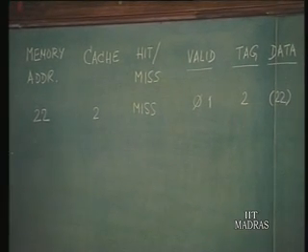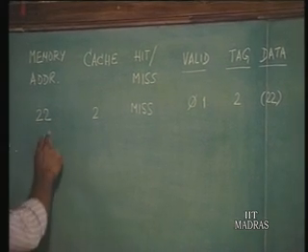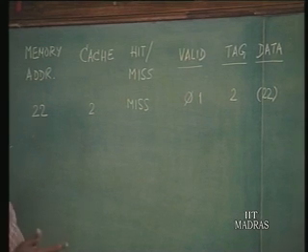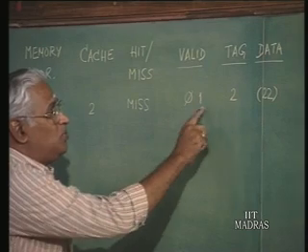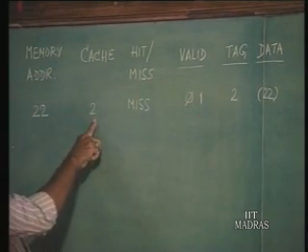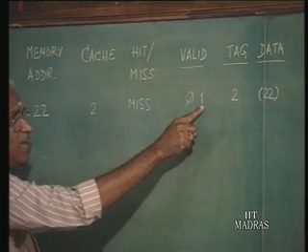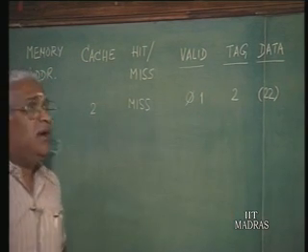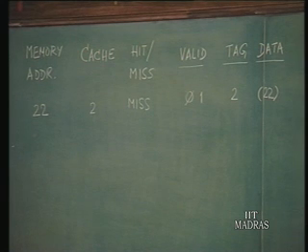Okay. Now, just for argument's sake, suppose the next CPU address is also 22, then fine. By looking at the valid bit and tag 2 in cache location 2, tag 2 and cache location 2 will give the address as 22, and then the valid bit is 1, which means the data is already available from location 22. All right. Now, let us get back to the problem.